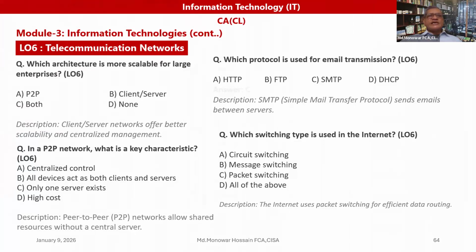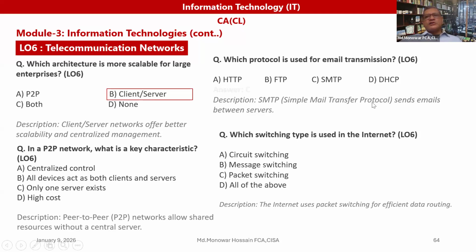Now, which architecture is more scalable for a large enterprise? Here, we have seen P2P means peer-to-peer, and client server. So here, client server network offers better scalability and centralized management. So client server architecture is more scalable for large enterprise. Answer B.